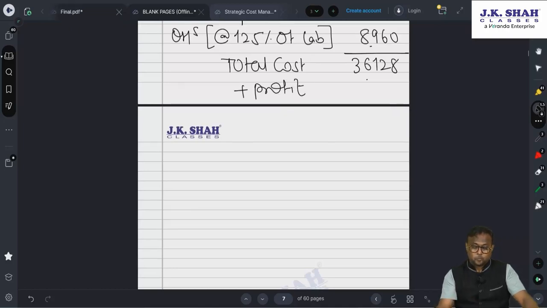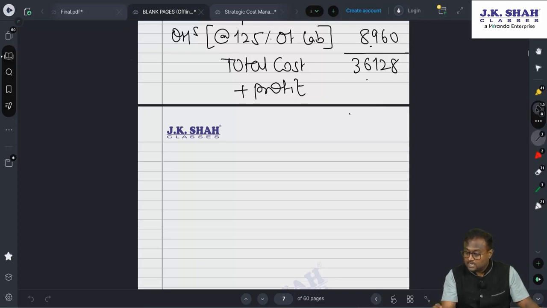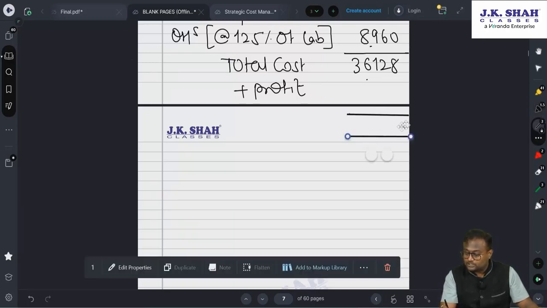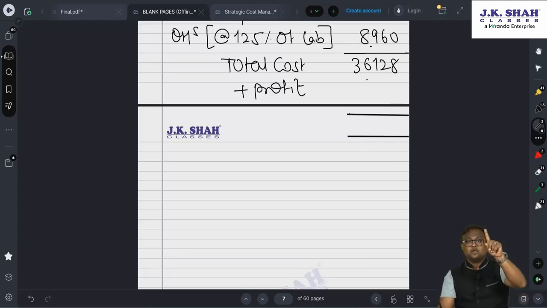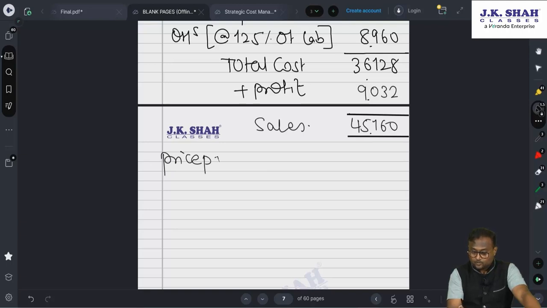How much is the profit involved? Profit involved is 20% on sales. Guys, 20% on sales is 1/5 on sales. 1/5 on sales means when sales is 5, profit is 1 and cost will be 4. So it will be 1/4 on cost. So 9032 is the profit required. 45,160 will be the sales value of all 8 machines. Price per unit, if you want to calculate, you can: 5,645. Otherwise, for the cost of 8 machines, you can directly charge 45,160 or you can say 5,645 per unit.